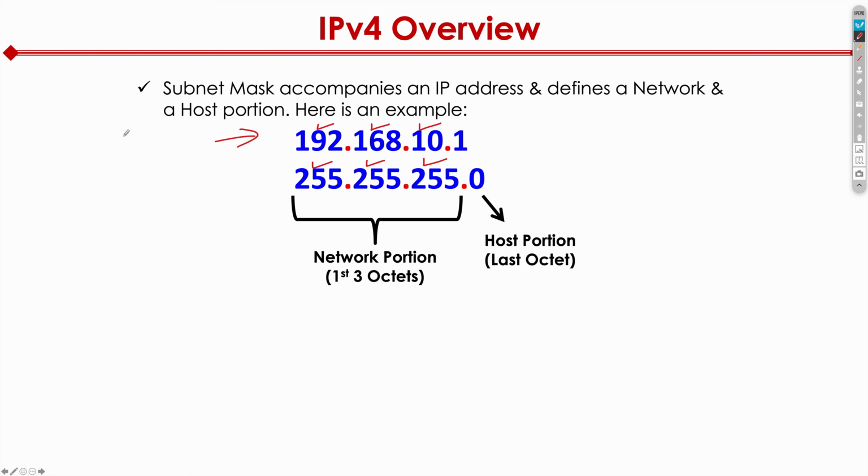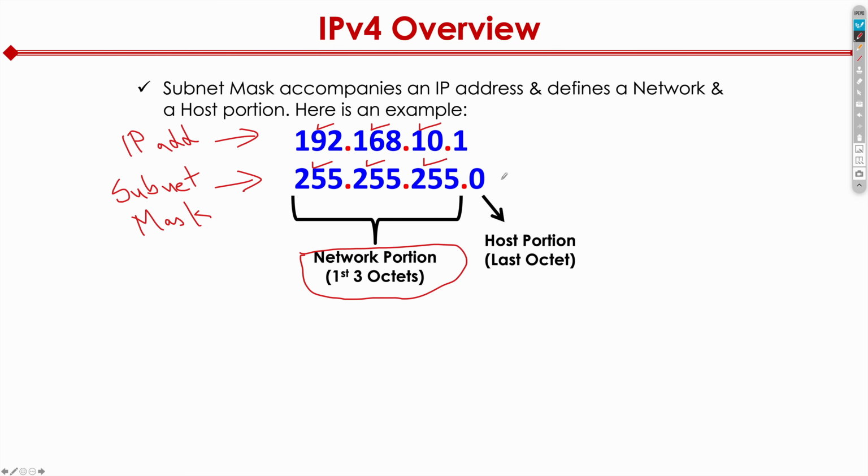Up here we have an IP address. Down below we have a subnet mask. Okay, just to be clear. And when we look at these 3 octets, the first, second, and the third, that makes up the network portion for at least the address you're looking at. It's different for different types of IPs and different types of subnet masks. But in this case, what we have is a network portion that is the first 3 octets and the host portion that is the last octet.